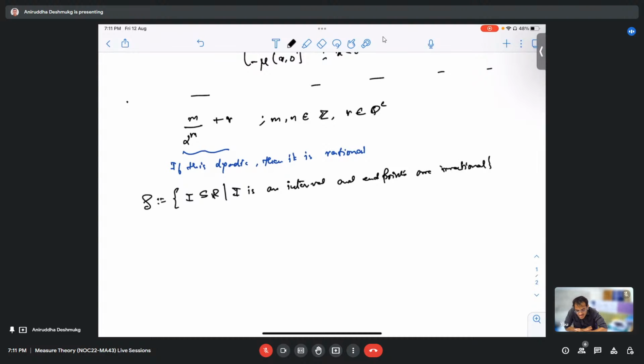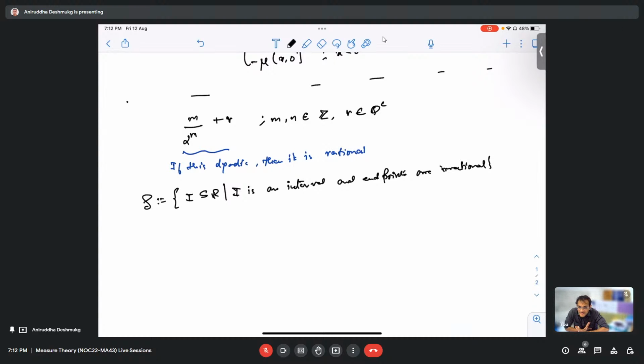Okay, did you understand my question? What I am asking? See, we have found this collection, right? You said that let us collect all those intervals whose endpoints are irrational numbers. Is this what you want to form?